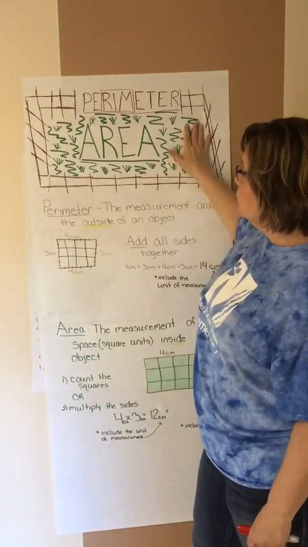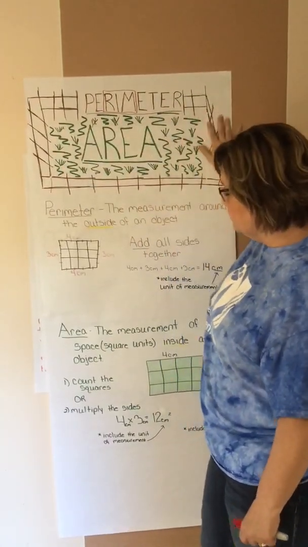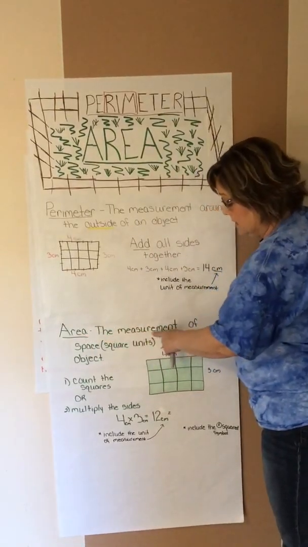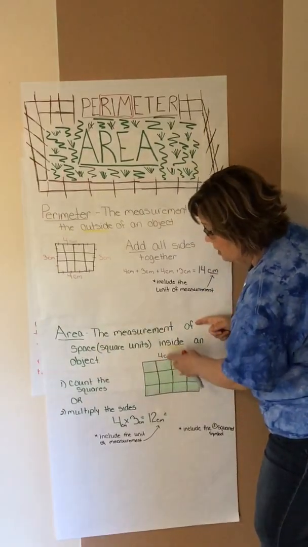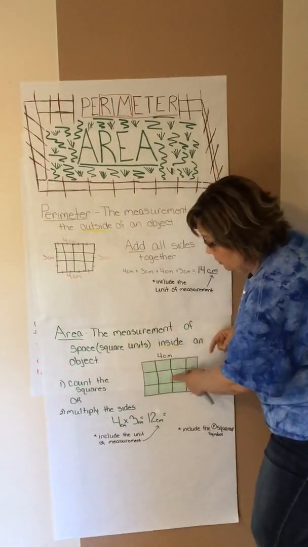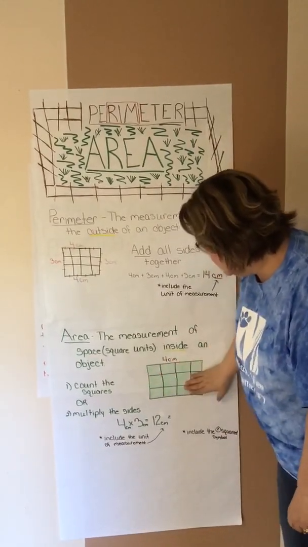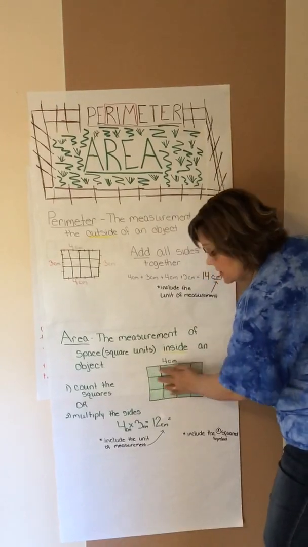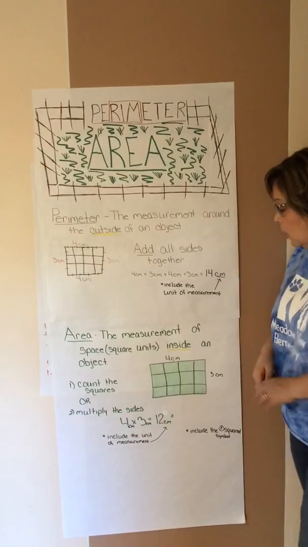We also said we were going to talk about the area, everything that is on the inside. So, to figure out the area, that is the measurement of the space in square inches on the inside of the area. And you'll notice that I've colored the inside green because I want you to understand that it's all of this space. So here's how we figure that out.